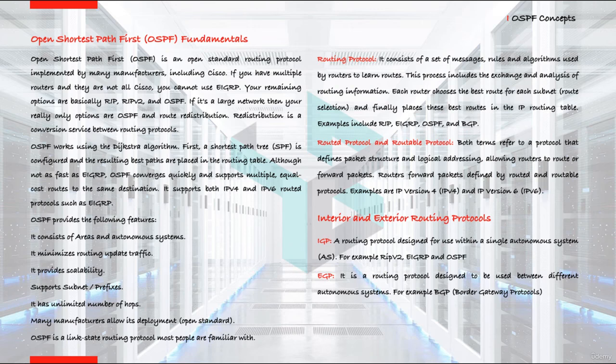OSPF works using the Dijkstra algorithm. A shortest path tree is configured first, and the resulting best routes are placed in the routing table. Both support equal cost routes, even if they are not as fast as EIGRP, and like EIGRP, OSPF supports both IPv4 and IPv6 routed protocols.